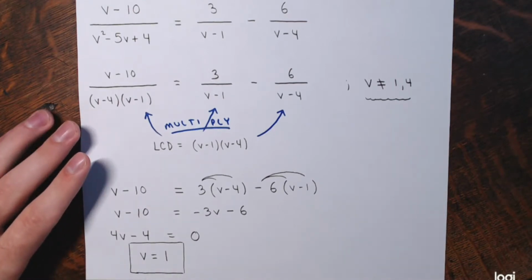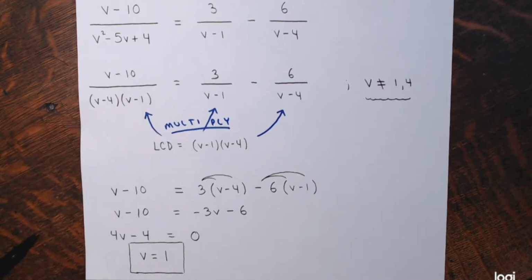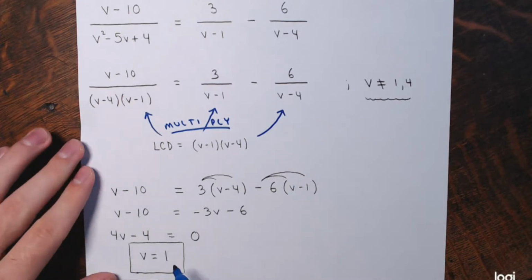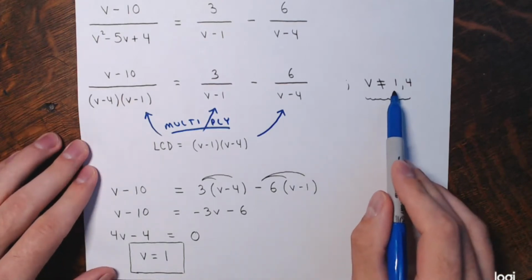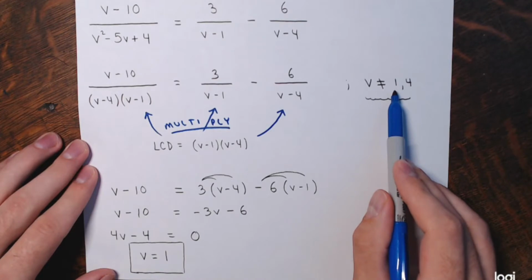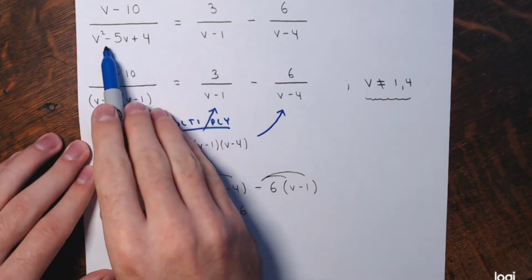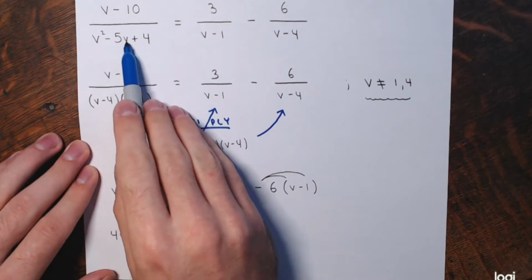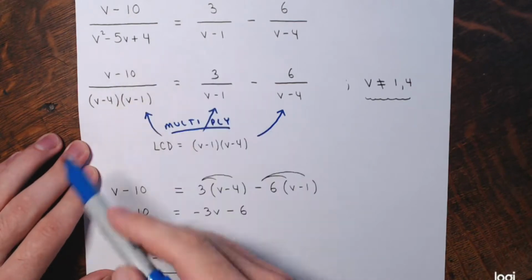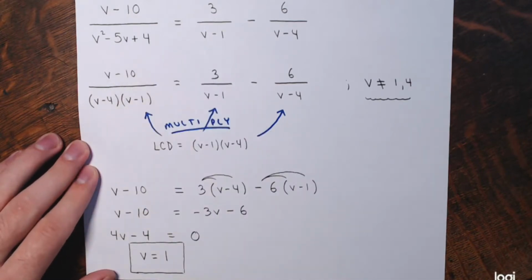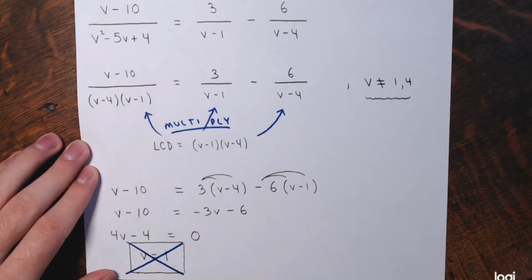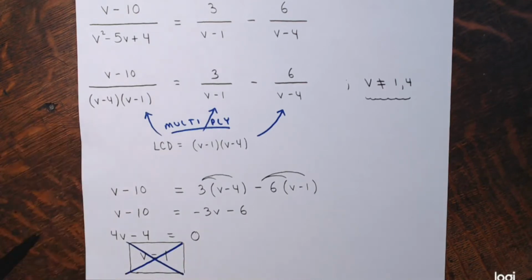But wait a minute, right? Don't enter this yet. Earlier we said v couldn't be 1. When you check this back in the original equation, this denominator would be 0, this denominator would be 0, right? You'd have denominators of 0, and that's bad. So I'm going to cross this out. That's no good. This is another one of those extraneous solutions.